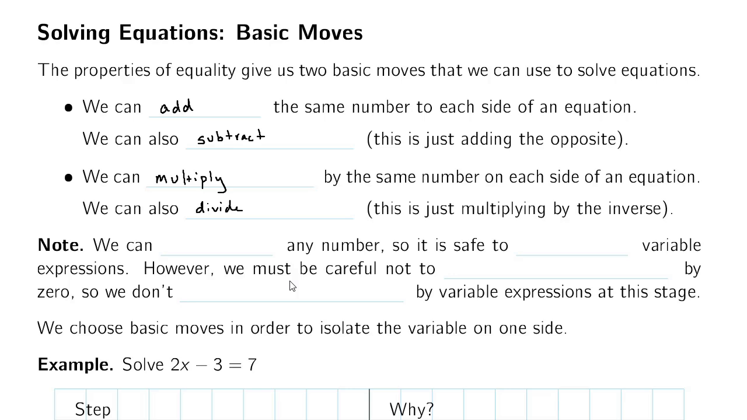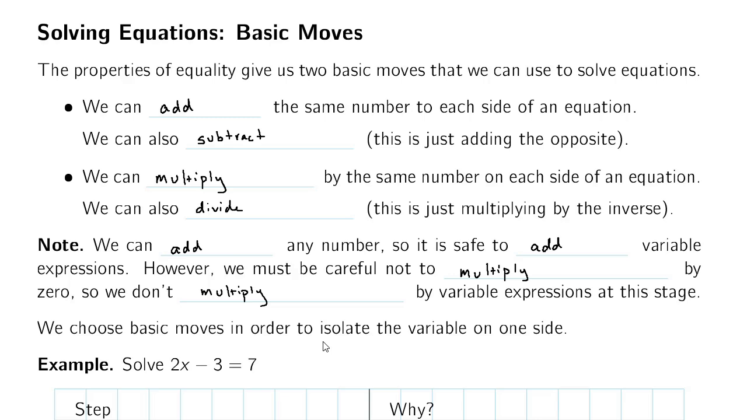We can add any number, so it's safe to add variable expressions. However, we have to be careful to never multiply both sides of an equation by 0. So when we're considering these basic moves, we're going to avoid that entirely by just never multiplying by a variable expression. And of course, we certainly can't divide by 0. No good would come of that.